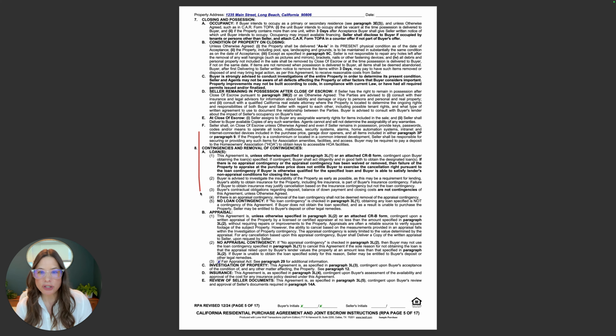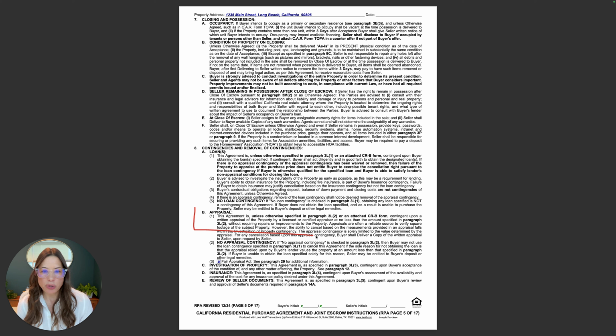Contingencies and removal of contingencies. Okay, so this talks about what the different contingencies are. We touched on this earlier. Loan contingency, it's the contingency saying that you must get your loan approved. No loan contingency. If you waive your loan contingency, it says, regardless of whether or not I get my final loan approval, I am moving forward with the purchase.